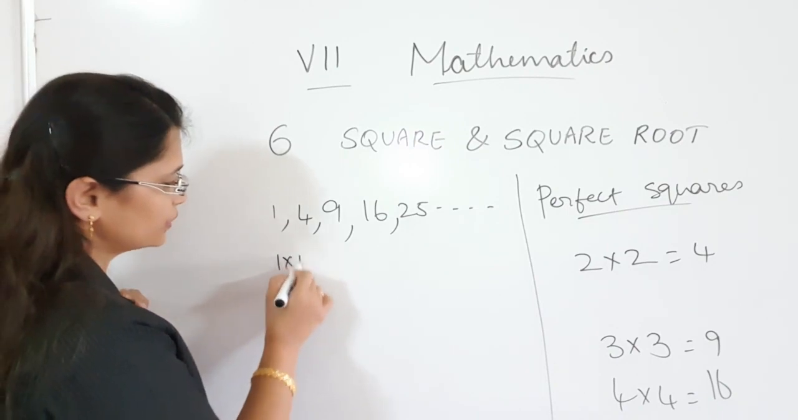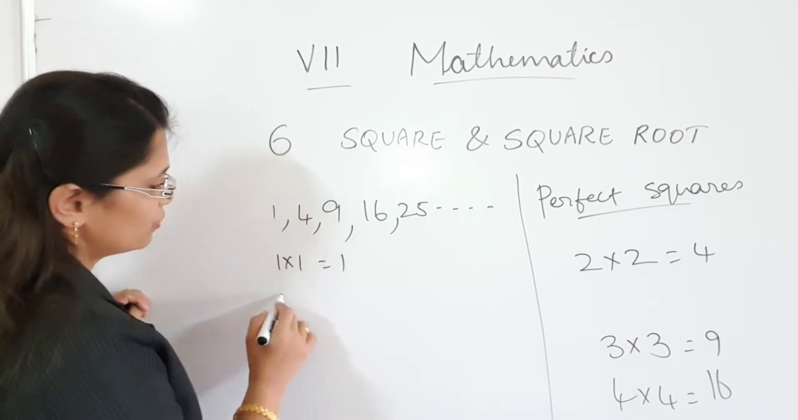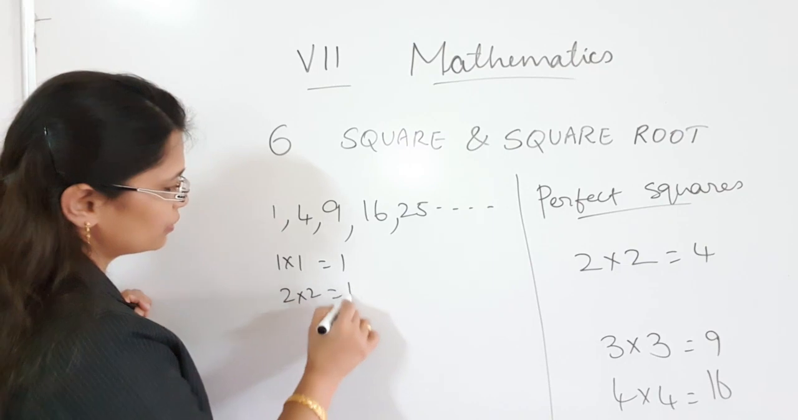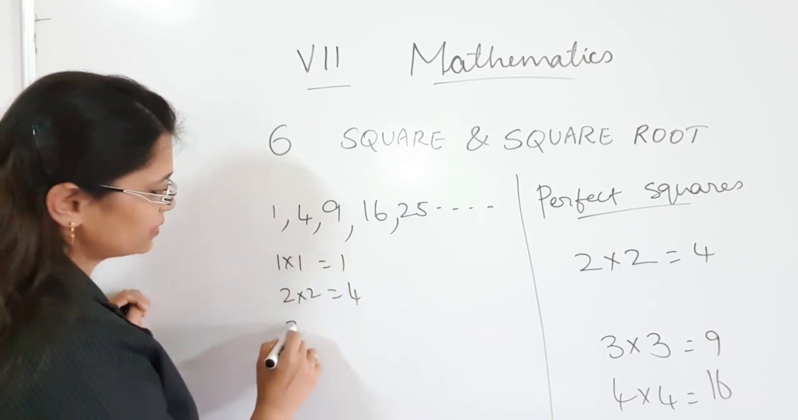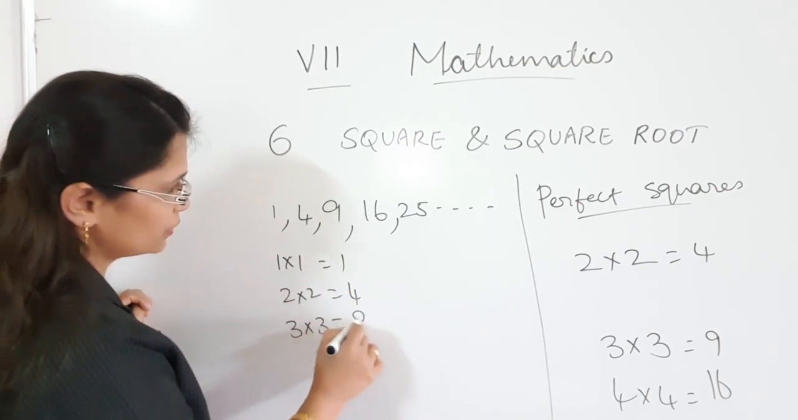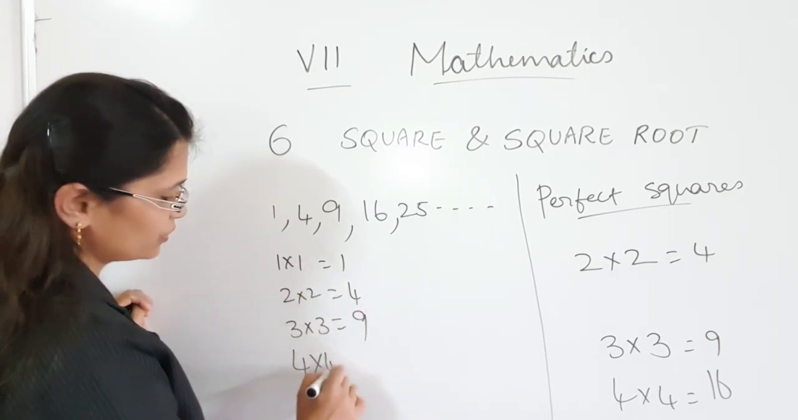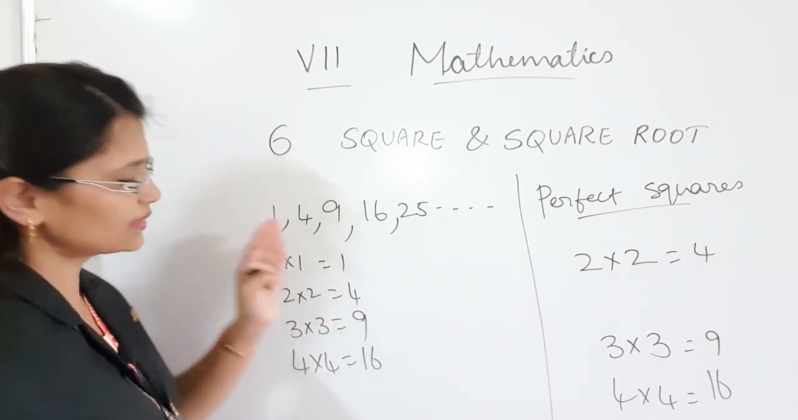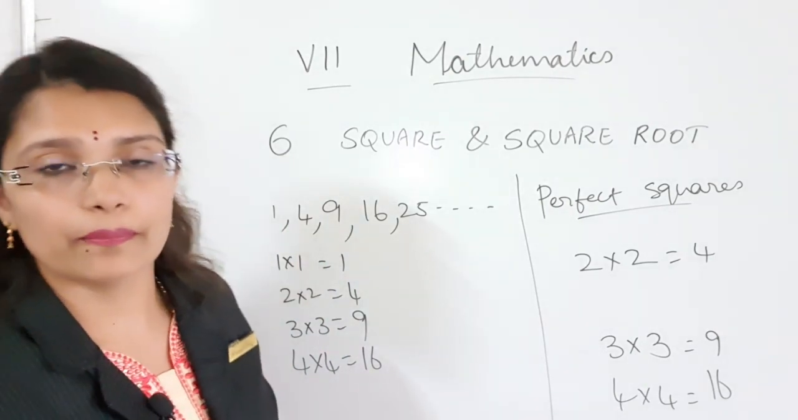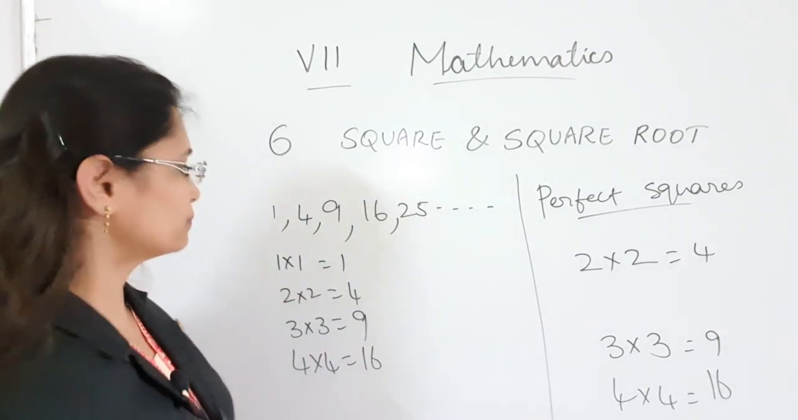1 means 1 into 1 is equal to 1. 4 means 2 into 2 is equal to 4. 9 means 3 into 3 is equal to 9. And 16 means 4 into 4 is equal to 16. These types of numbers are called perfect squares.